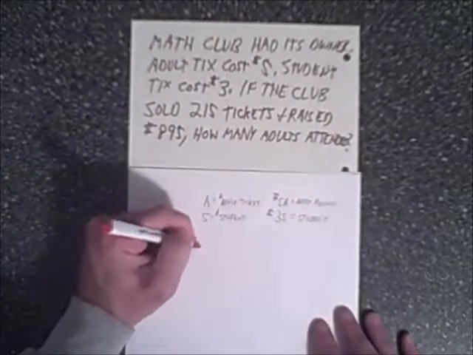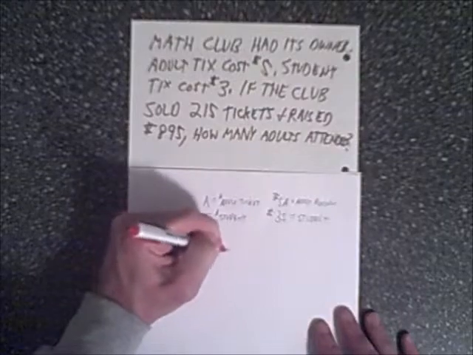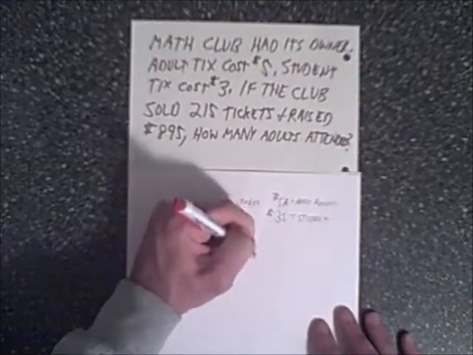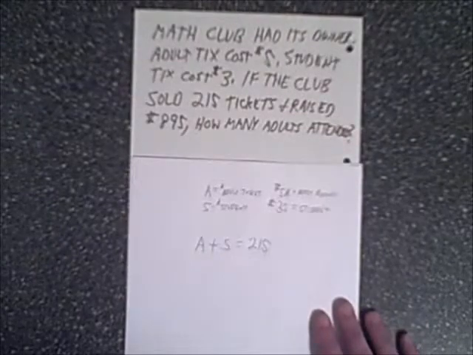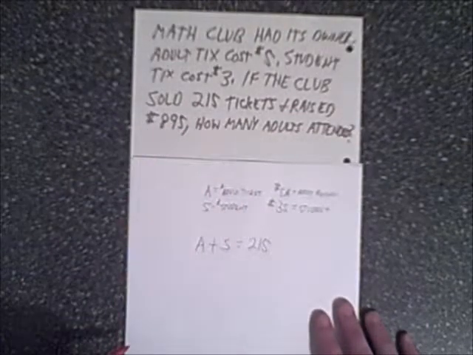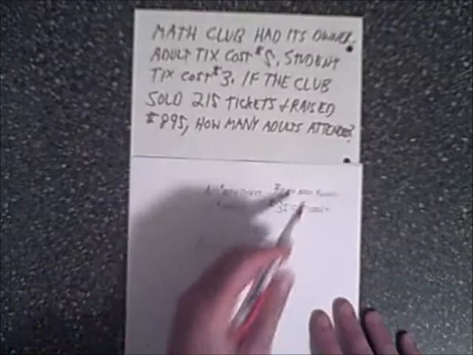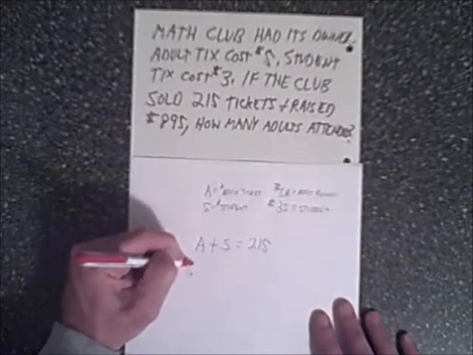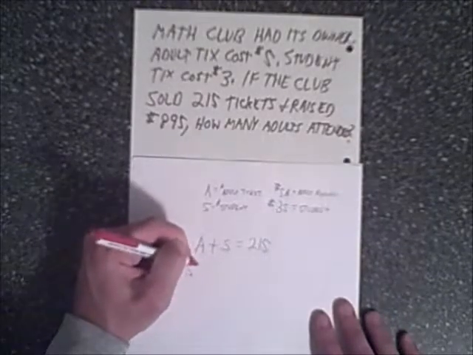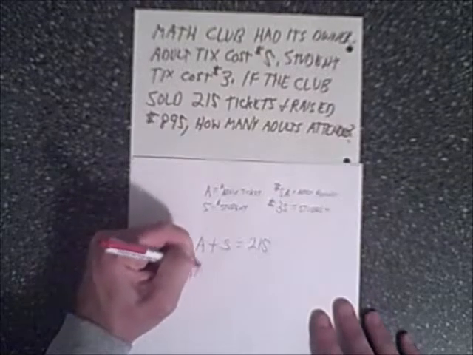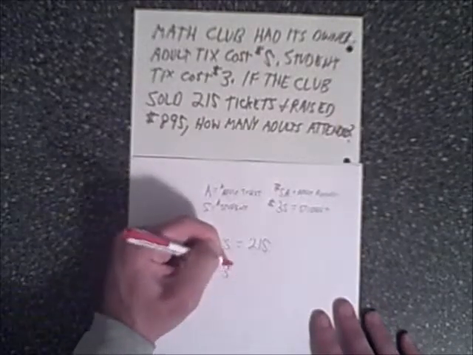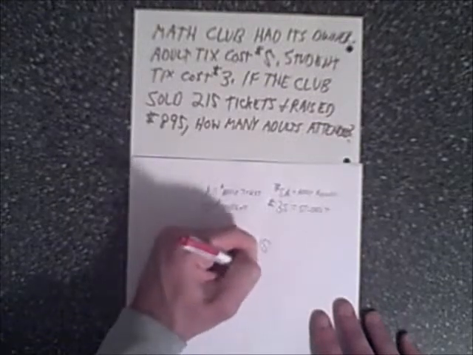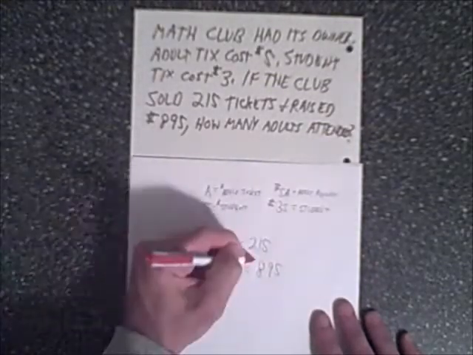So adult tickets plus student tickets will equal 215. Okay. And they raised $895. So the amount of revenue from the adults was $5 times the number of adults plus $3 times the number of students, and that added up to $895.